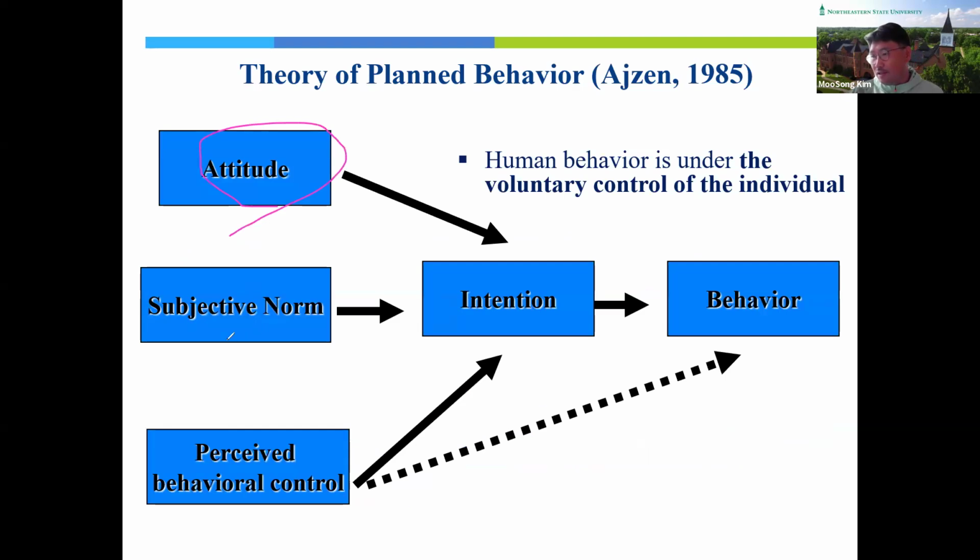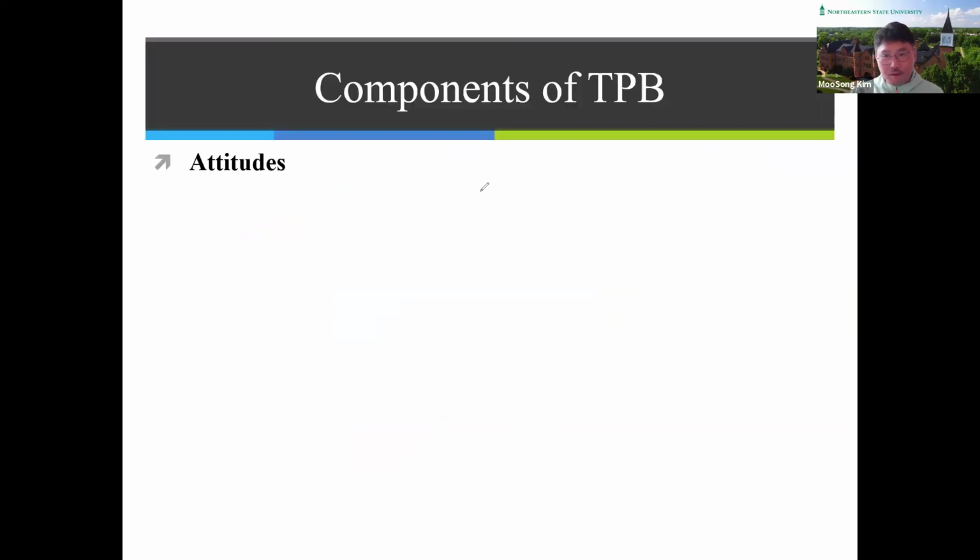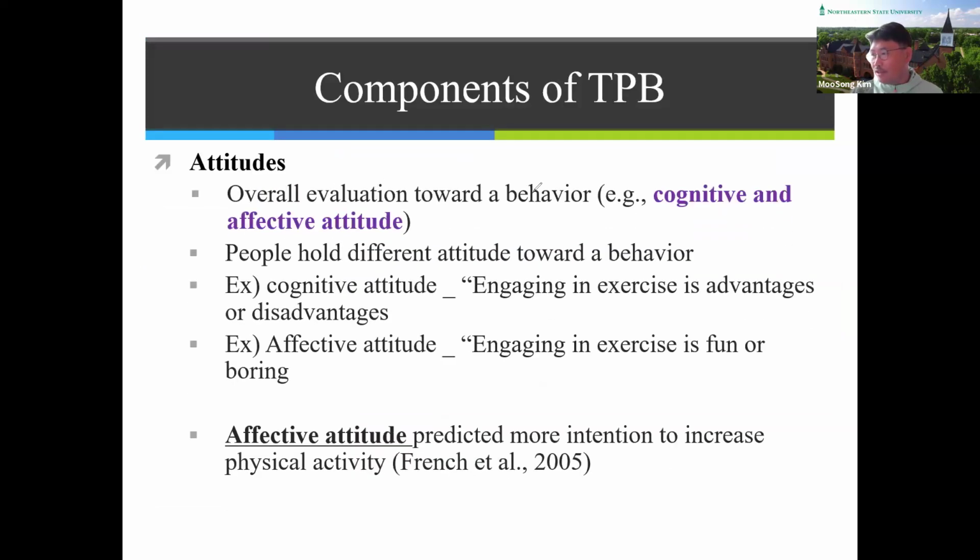So attitude, subjective norm, and perceived behavioral control actually affect intentions. And then these intentions actually affect our actual behaviors according to this theory of planned behavior. So first of all, attitude. What is attitude? Attitude is the overall evaluation toward the behavior. There are two different types of attitude: cognitive and affective attitude. So people hold different attitudes toward the behaviors.